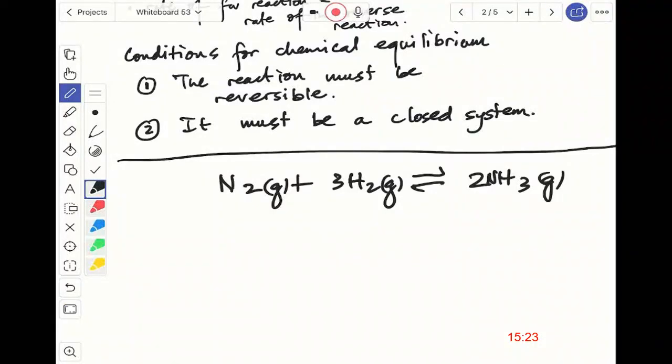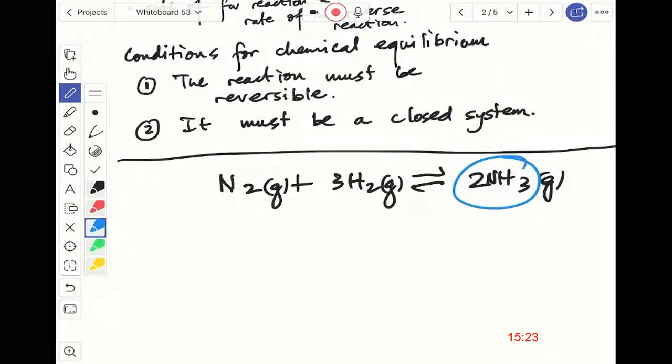So here's the Haber process. And the Haber process is there to manufacture ammonia. Okay? So it's a reversible reaction. So I've got to set the conditions to have a high yield of ammonia.